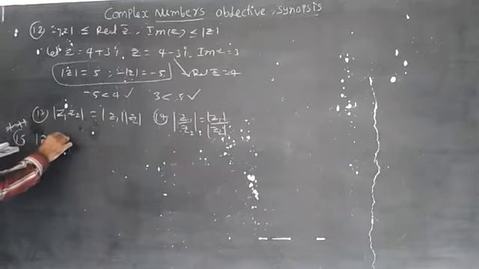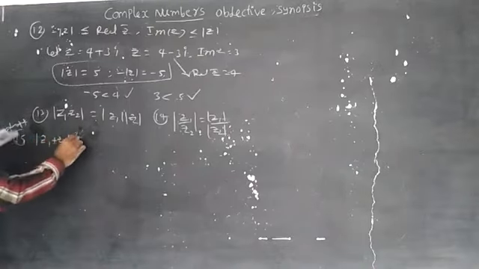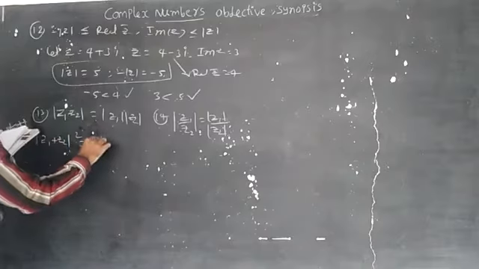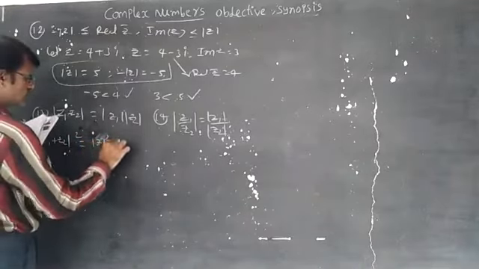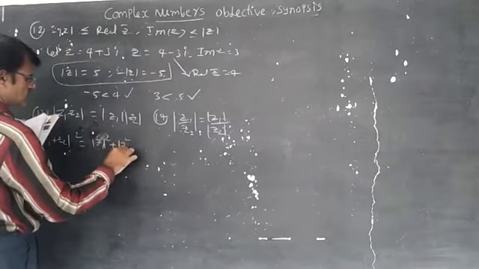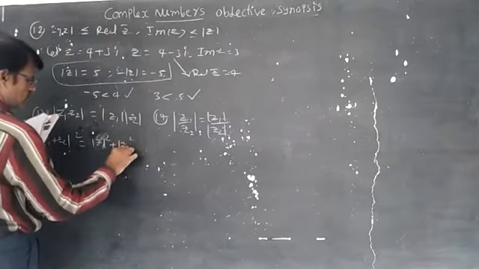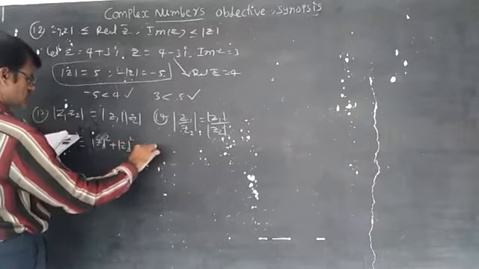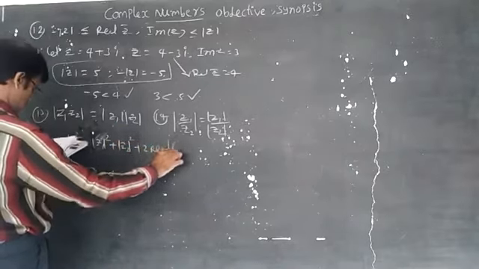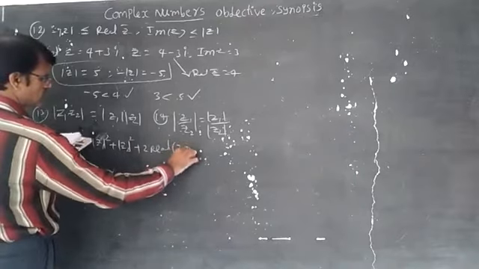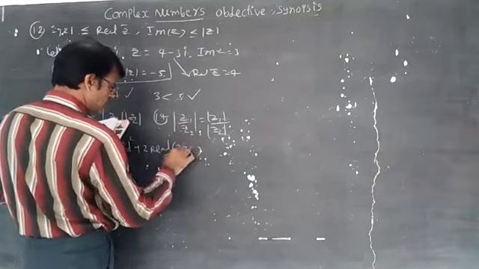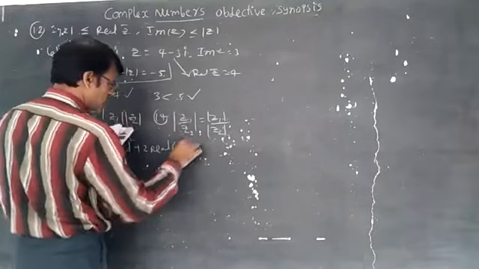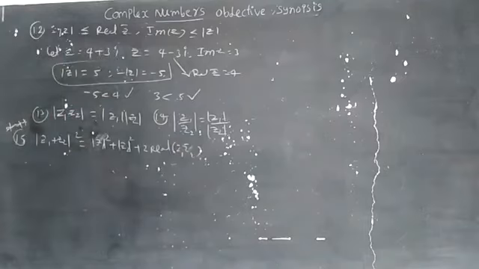Modulus of Z1 plus Z2 whole square is equal to modulus of Z1 square plus modulus of Z2 square plus 2 real Z1 Z2 bar. Proof is needed. Let us discuss the concept.